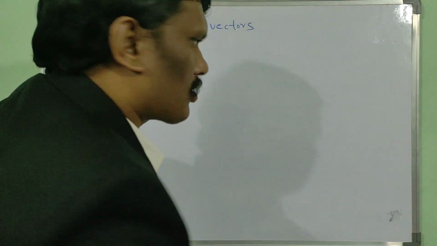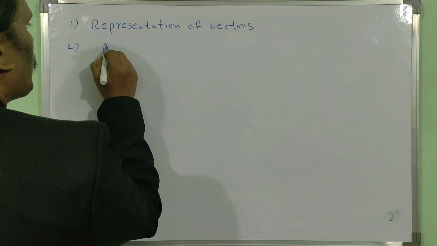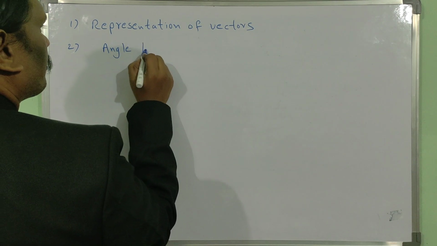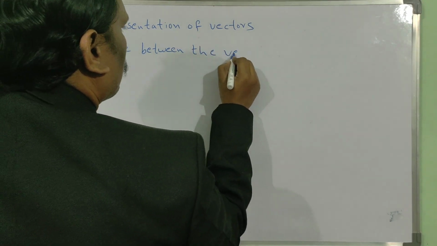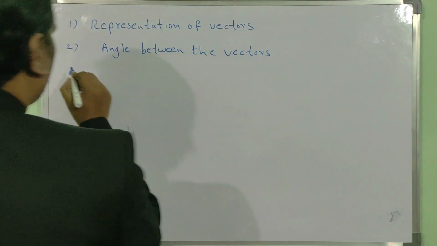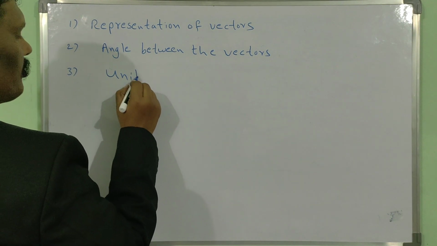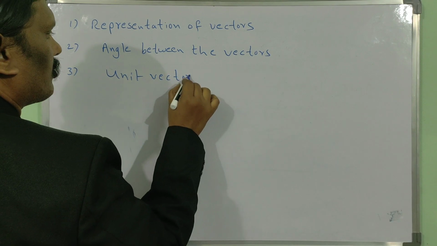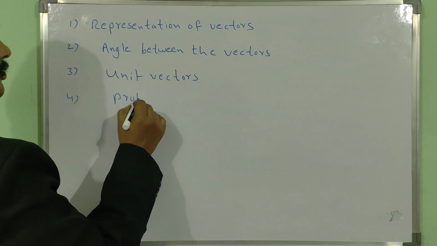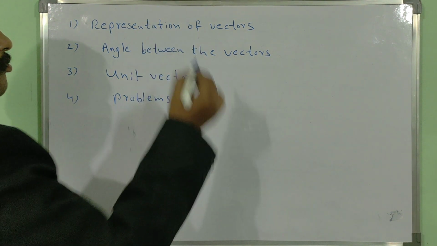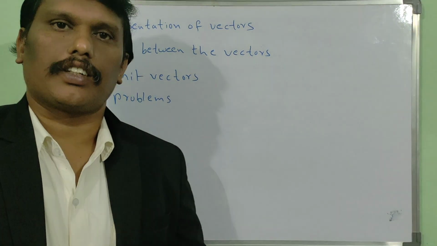Representation of vectors. And the next one, angle between the vectors. And unit vectors. And some problems based on basics of the vectors. Today we will see these 4 points in this session.